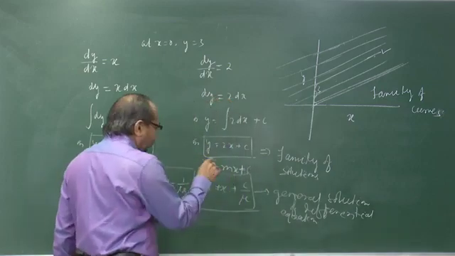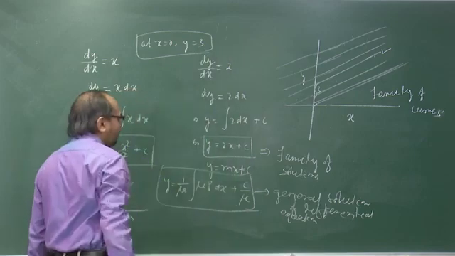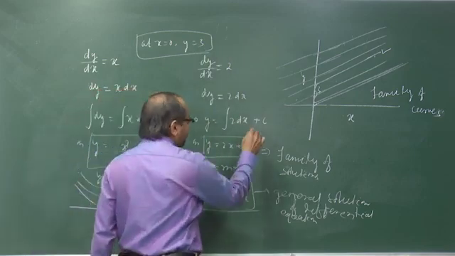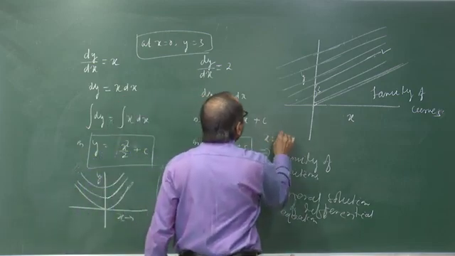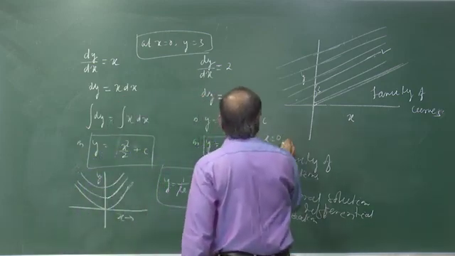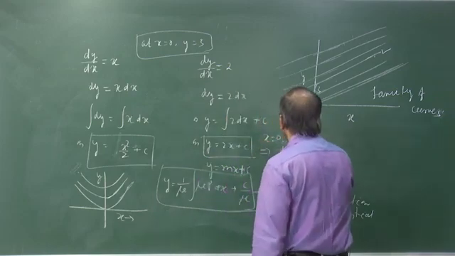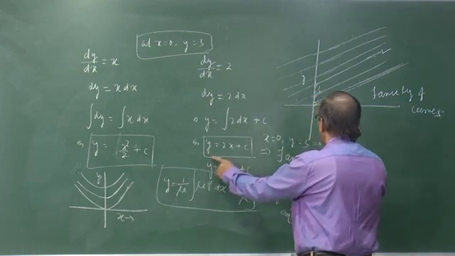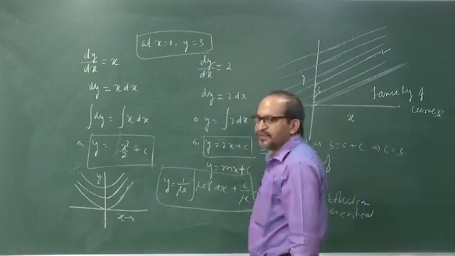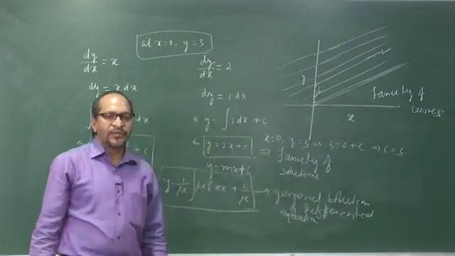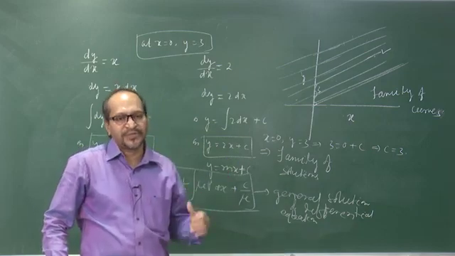But when you put an initial condition, when at x is equal to 0, y is equal to 3, then for this equation y is equal to 2x plus c, if I put x is equal to 0 and y is equal to 3, this equation implies that 3 is equal to 0 plus c, which means you have determined the value of c. So, you can fix the value of c.